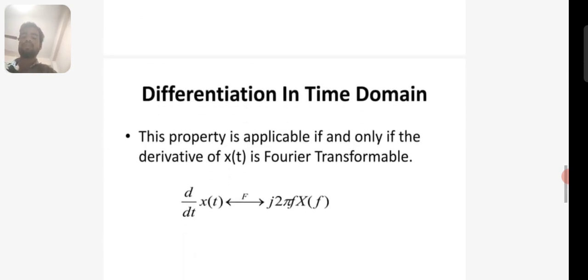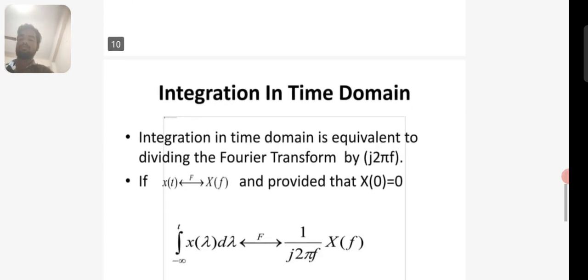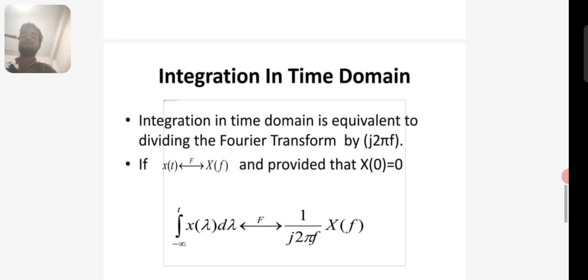Differentiation in time domain. This property is applicable if and only if the derivative of x of t is Fourier transformable. D by dt of x of t is equal to j 2 pi f into x of f. Integration in time domain. Integration in time domain is equivalent to dividing the Fourier transform by j 2 pi f. If x of t is equal to x of f and provided that x of 0 is equal to 0, then the integral from minus infinity to t of x of lambda d lambda is equal to 1 by j 2 pi f into x of f.